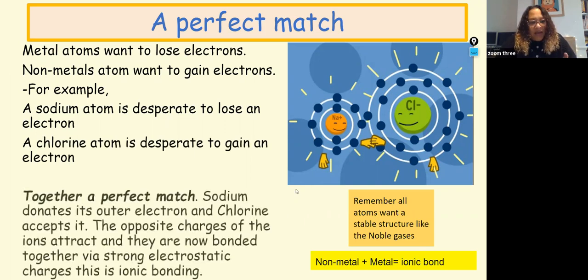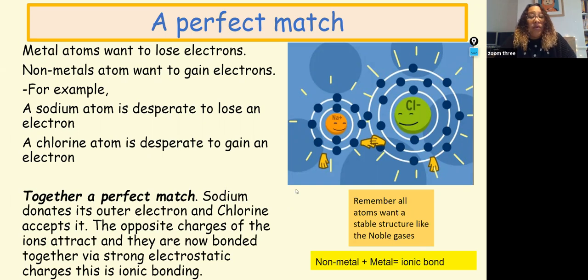And they look at each other, if they were real, and they're like, oh, I'd like that electron. And the sodium says, well, I'd like to give it away, so I'm stable. And the chlorine wants to be stable too. And so they become a perfect match. Sodium in group 1 donates its outer electron, and chlorine in group 7 accepts it, meaning that we now have a full outer shell for our chlorine and for our sodium.